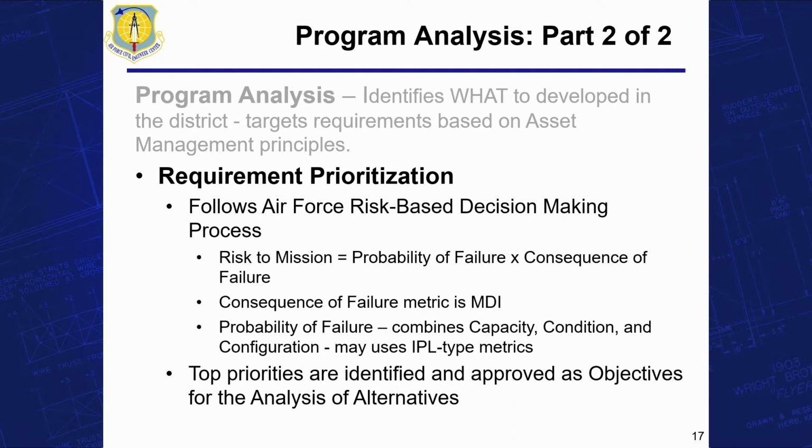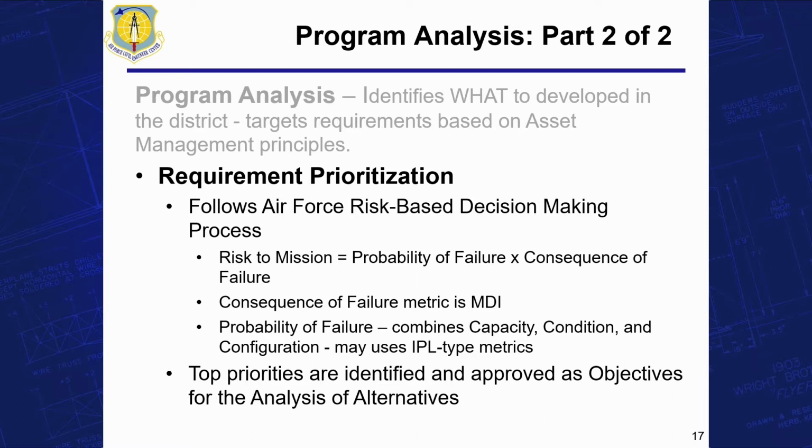Prioritization primarily generates a list of all requirements ranked by risk to mission. Before we act on this list, we need a process that allows installation leaders an opportunity to review the list, to make any adjustments in prioritizations, and to select top requirements as objectives for the analysis of alternatives. Only a limited number of objectives should be identified, corresponding with realistic expectations for execution, primarily funding limitations.